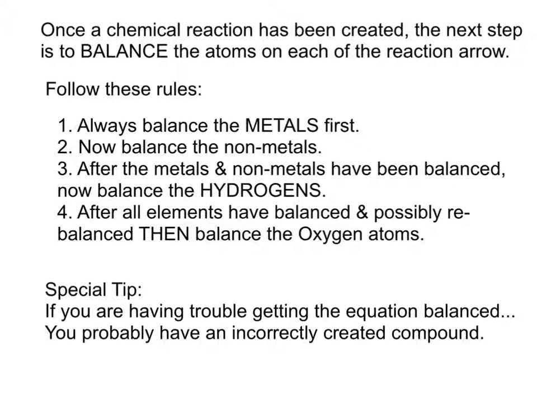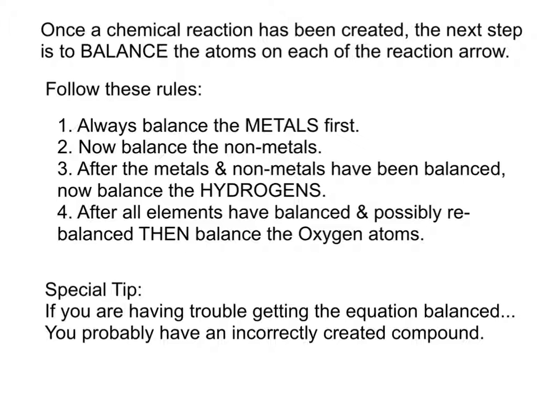First, you always balance the metals. No questions about it. Make sure that all the metals on both sides of the reaction arrow are always balanced first. Once this is done, go back and rebalance the non-metals. Now, the non-metals, as we know the stair step on the periodic table, so the ones on the right side are the non-metals and everything on the left is the metals.